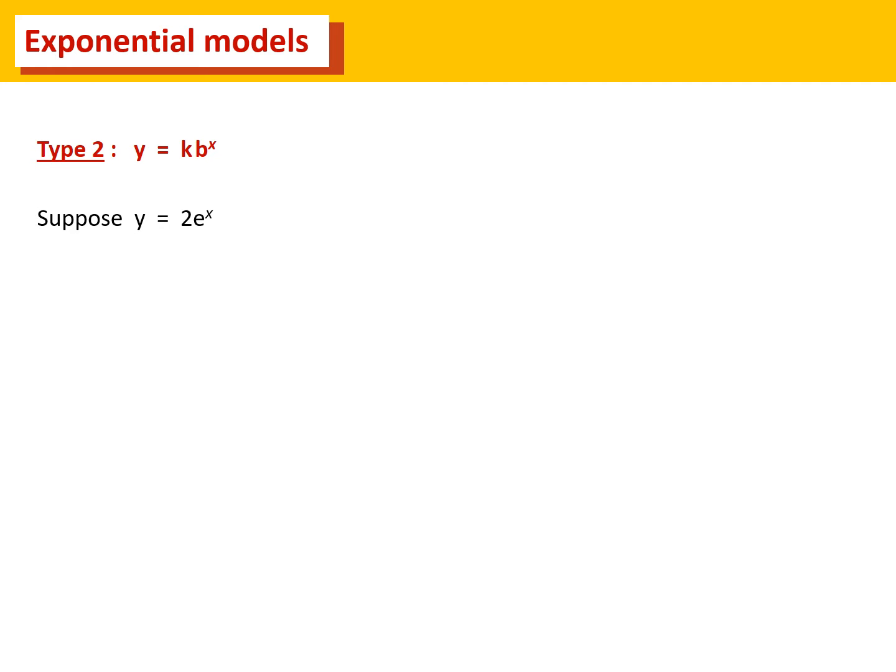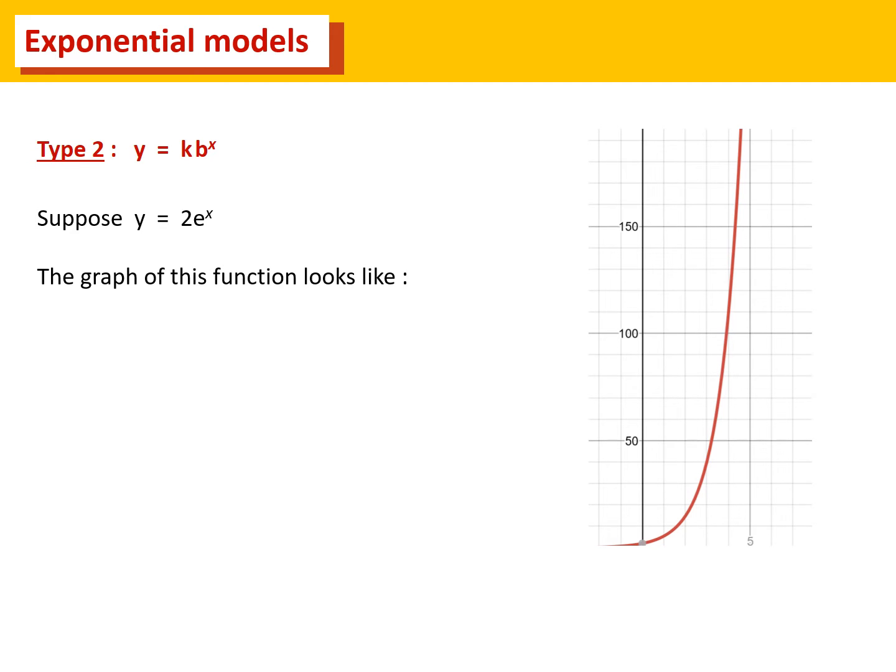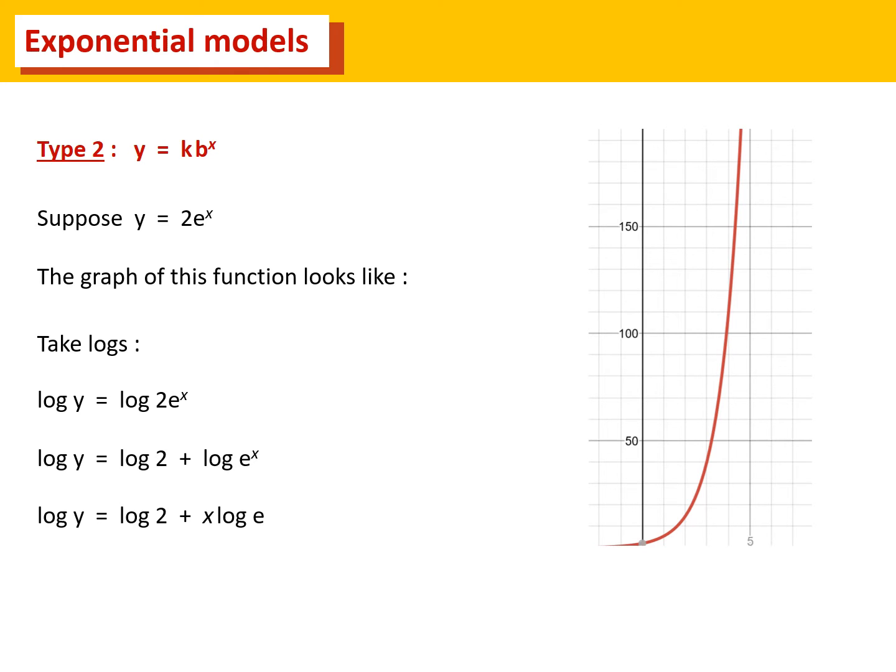Anyway, suppose y equals 2e to the x, and the graph of that function looks like that, which is obviously not linear, it's not a straight line. If we take logs of both sides, using the log rule and applying the log rule again with the power, we end up with that relationship, that log y equals log 2 plus x log e. And so suddenly our variable x, which was in the power, is now brought down out of the power.